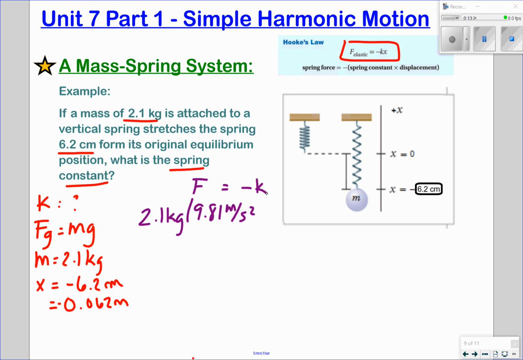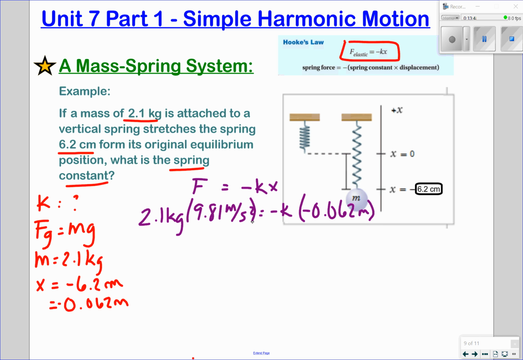And on the other side of our equation, we're going to set it equal to a negative spring constant, which is what we're going to solve for, times our negative displacement, 0.062 meters. Notice over here on the right, we have a negative and a negative, which is going to make us have a positive value. So that's why we're keeping our acceleration due to gravity positive here, just to work out these negatives, or these opposite directions, if you will.